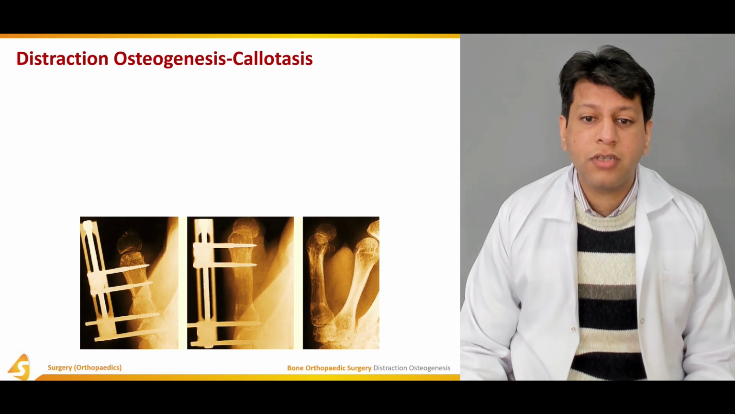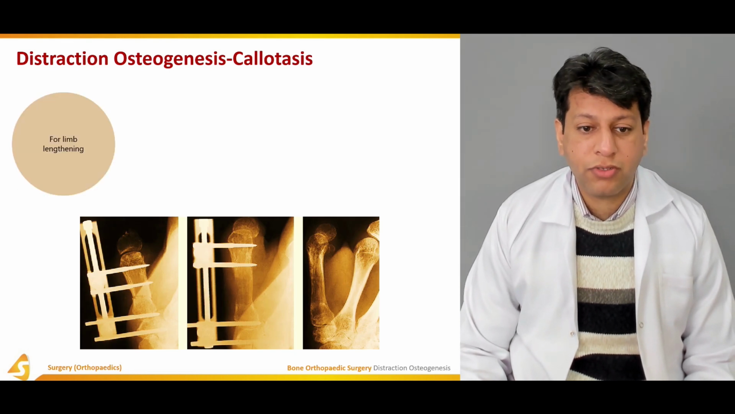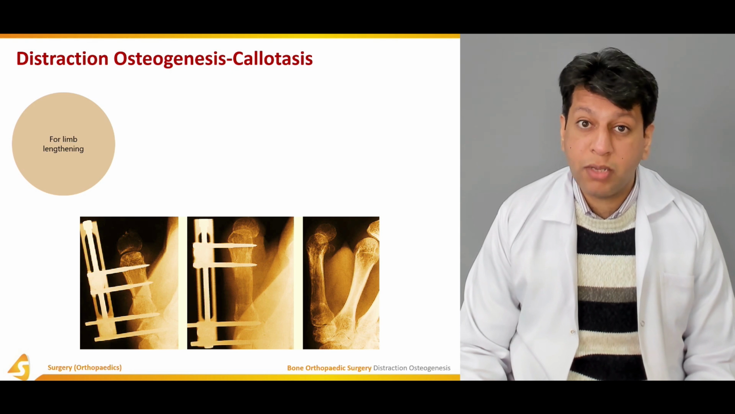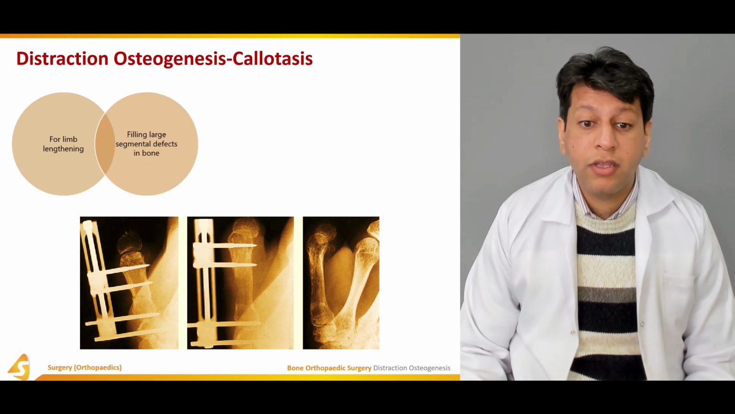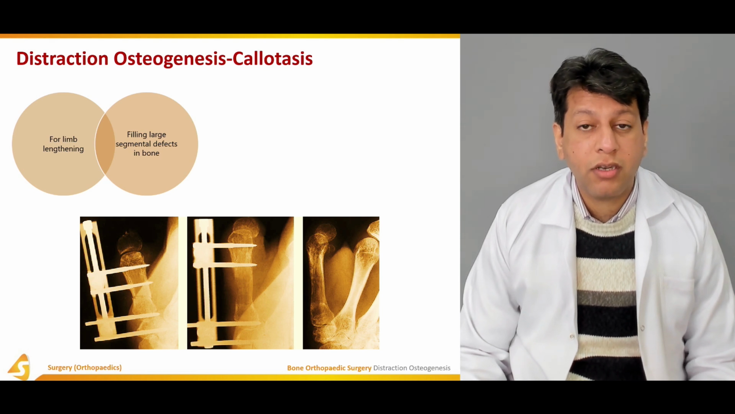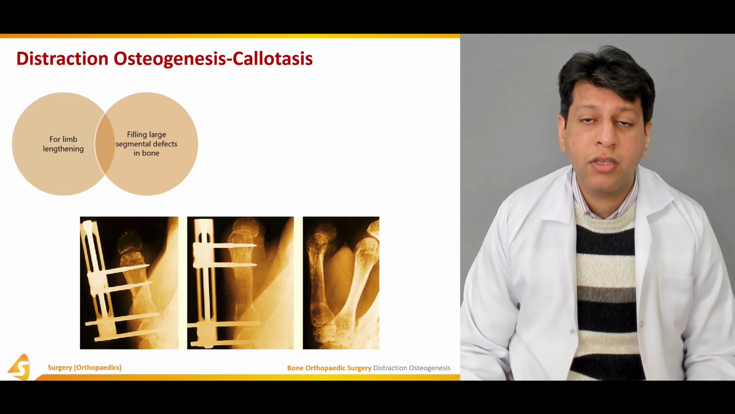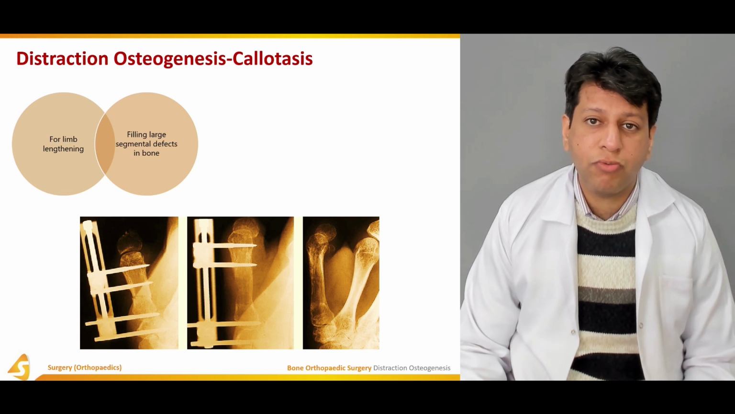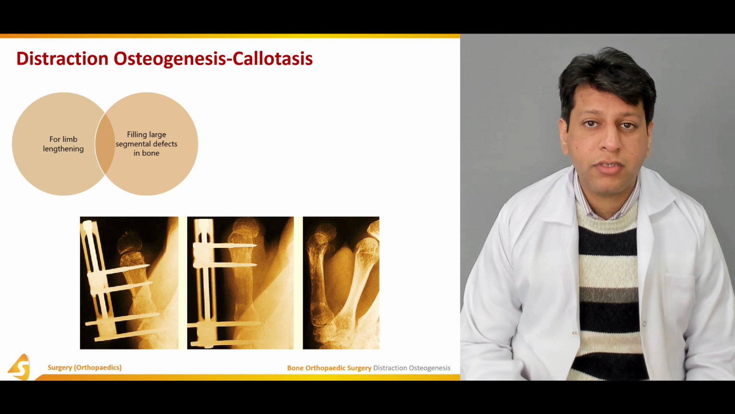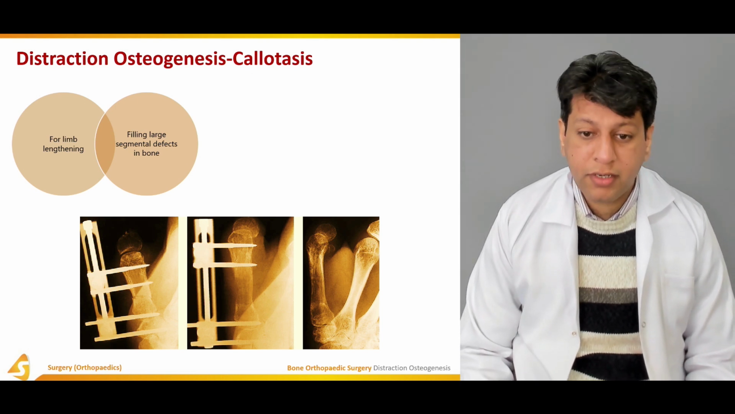So what is distraction osteogenesis? Actually, it can be used for limb lengthening or bone transport, filling large segmental defects in the bone. As for example, normally if a large segmental defect is present, we can transport one segment towards the lower segment and cause the bone to grow over the proximal end of that segment.